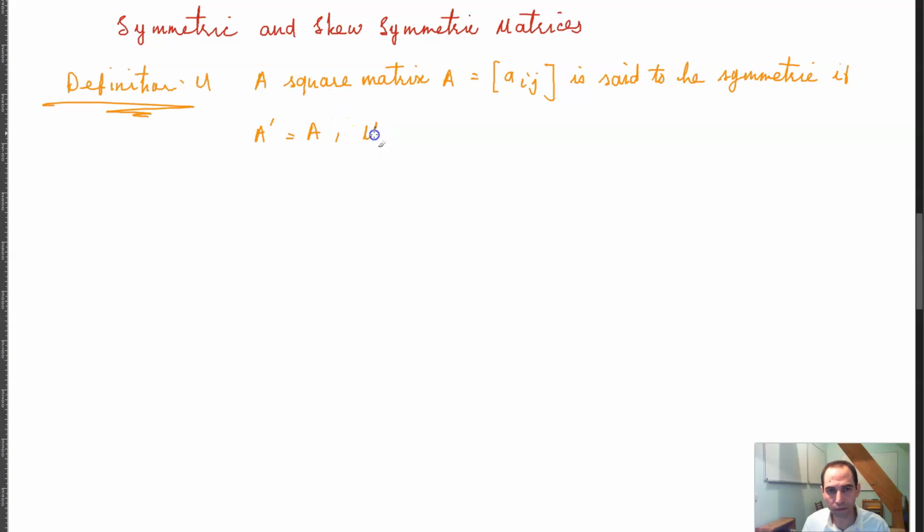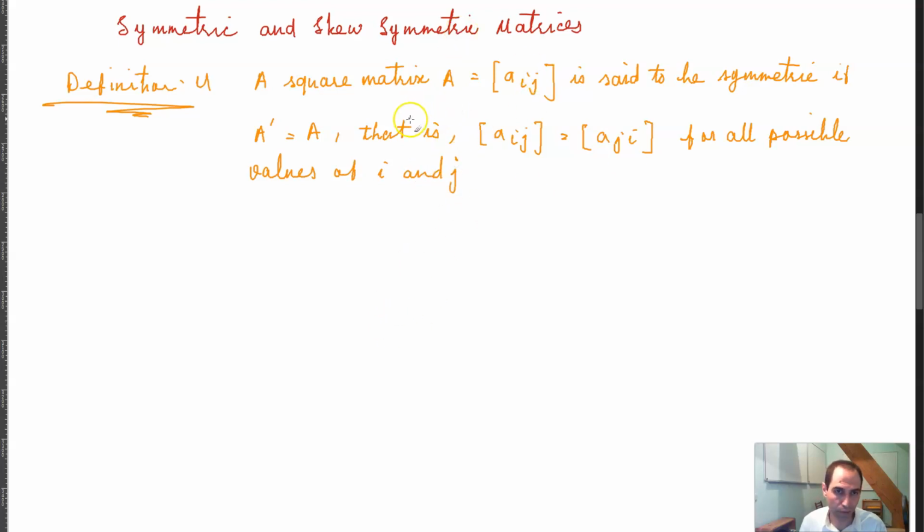That is, A of ij is the same thing as A of ji for all possible values of i and j. Right, so it's simple, meaning that if you have a square matrix, take the transpose of that matrix. If you end up with the same matrix, then you call that matrix a symmetric matrix.